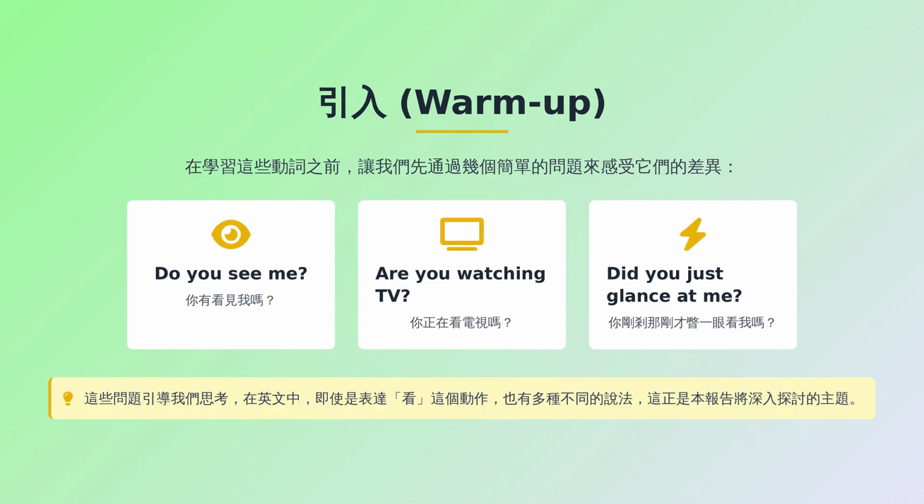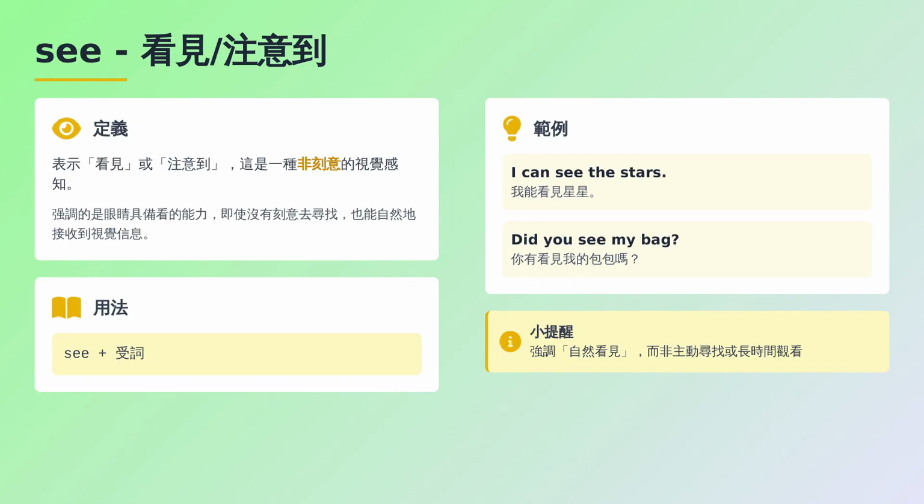These questions lead us to consider the diverse ways in which English can express even the action of seeing, a topic we will delve into in this report. See, meaning to see or notice. Definition: it means seeing or noticing, a form of unintentional visual perception. It emphasizes the eye's ability to see, allowing it to naturally receive visual information, even without intentional searching.